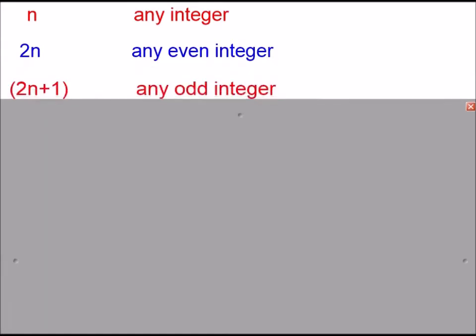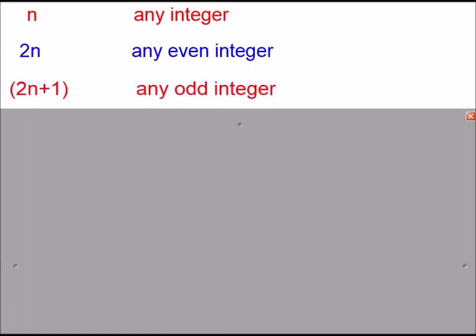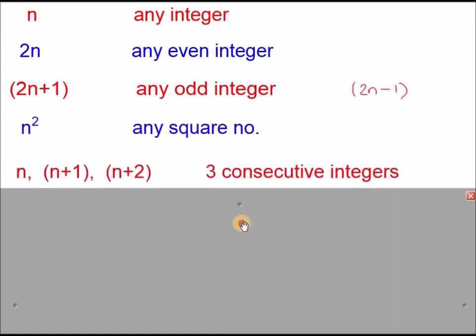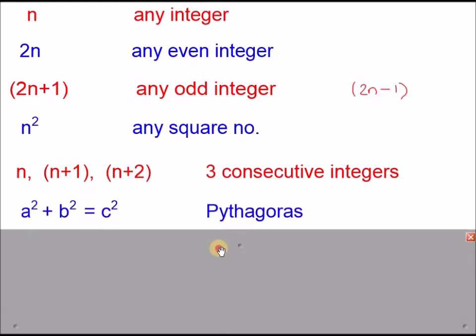If n is any integer, then 2n is an even integer. Something even plus 1 will give you something that's odd. You could also write this as something even minus 1 will give you an odd number. Square numbers, consecutive integers. So if we start with n as our first integer, we add 1 to get the next one, add 1 again to get the next one, and so on.